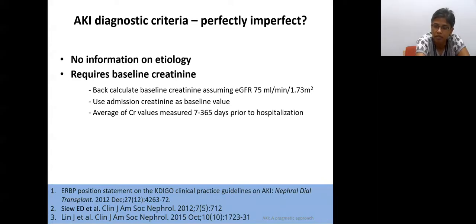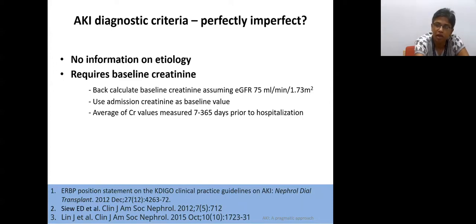So some people have said that you can try and back calculate a creatinine, assuming that every patient has an eGFR of 75. Now, obviously, there's a problem in this because a patient may have CKD. So, I mean, no one really does that anymore. You can use your admission creatinine, the first creatinine you have in the hospital, as your baseline value, and then check serial creatinines, but you'd have to wait 48 hours to diagnose an AKI.